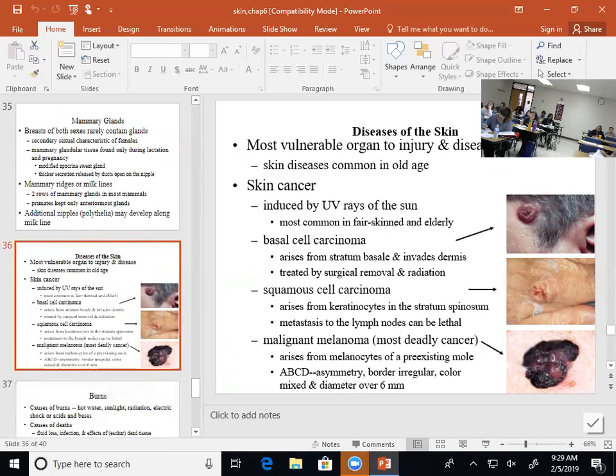But maybe it makes sense to you that since it's our external barrier, it's the most vulnerable to injury. So as we age, does it take a beating as we age? Yeah, kind of it does. So we know that skin diseases as we age are really prevalent. Now, they're not all created equal, obviously, and sometimes there's hereditary components as far as some of these skin diseases go.